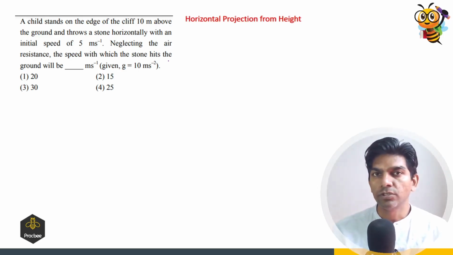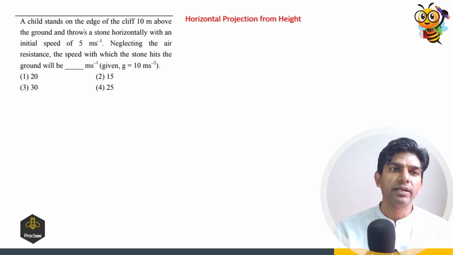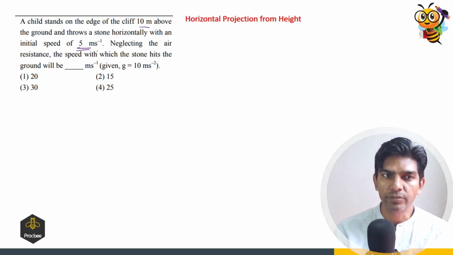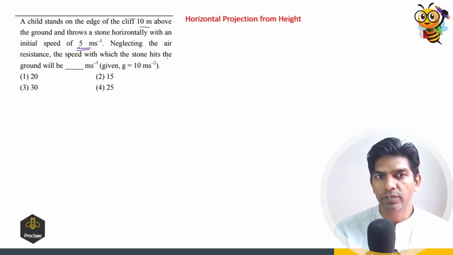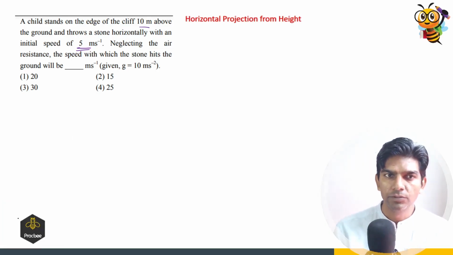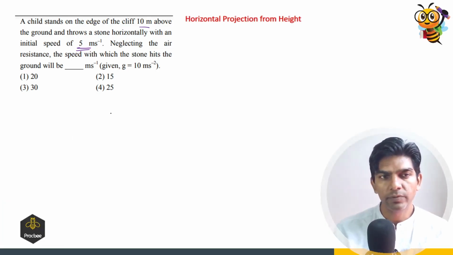Now let us see this question based on the same problem type. A child stands on the edge of a cliff 10 meters above the ground and throws a stone horizontally with an initial speed of 5 meters per second. Neglecting air resistance, the speed with which the stone hits the ground is. So height is given. Again, this question can be solved in multiple ways.